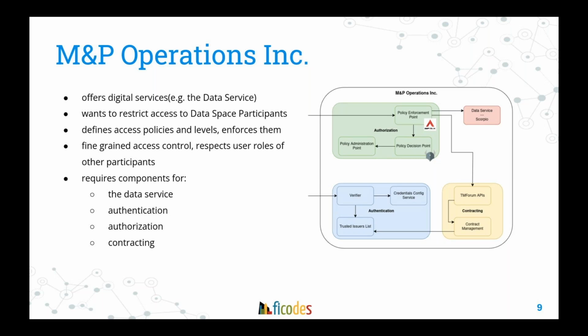To do so, we need essentially four sets of components. I already talked about the data service. We will need the components for authentication, so that a participant or a user of a participant can authenticate itself. Then we need the components for authorization, where we could enforce the access policies and do the access control. And we also need some components for contracting. So actually, we want to offer our service, so we also need to offer some capabilities for actually buying access to the component, and ideally automatically enable the access to it for our new customer.